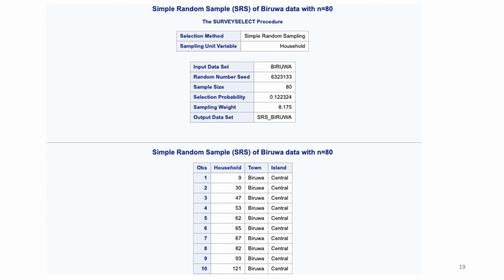So by running the code of the last slide, I got this result where I can see that the sample size, that is my small n, is equal to 80, and the selection probability is 0.122. A selection probability is just the small n divided by capital N, and the sampling weight, that is just the reciprocal of the selection probability, is 8.175. And here I have shown the first 10 values of my data. Of course I can't show all the 80 values here.